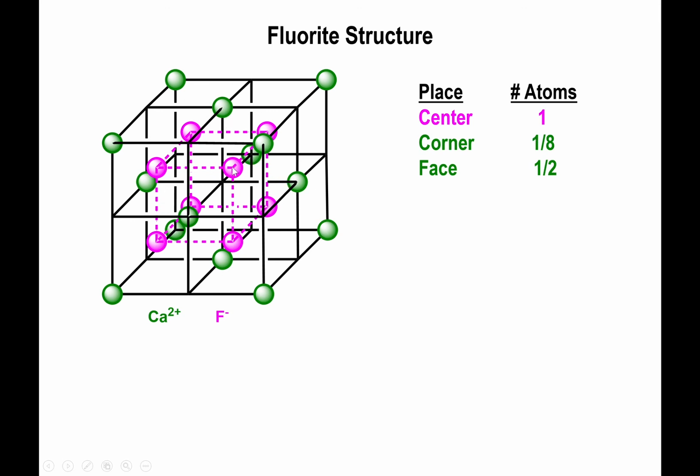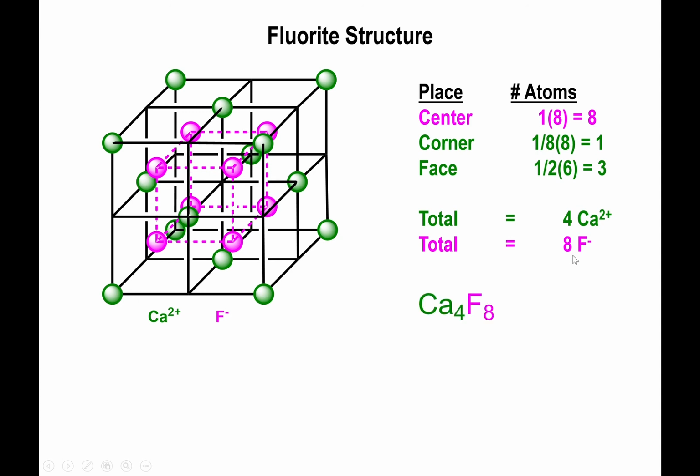As far as the center atoms, the ones that are fully inside the unit cell, we actually have 8, which correspond to fluoride. So we have a total of 8 fluorides present in here. We have 1 and 3 for the calcium ions. In total, we have 4 calciums, but we have 8 fluorides. So the initial formula that you would write is Ca4F8, which if you bring down to the lowest ratio will give you a formula of CaF2, which is the true formula of calcium fluoride.